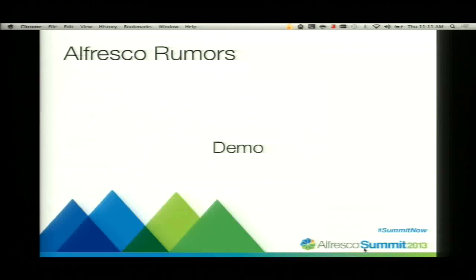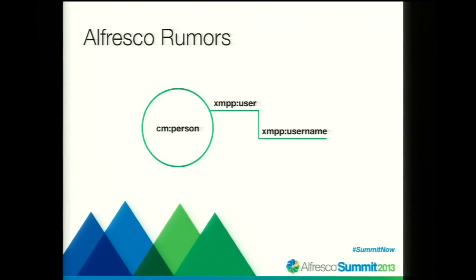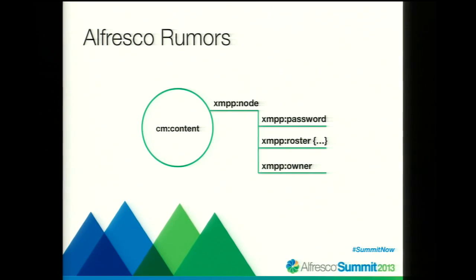All right. So how is this put together? Okay, the first thing we needed to do was change the model. We needed to extend the person model. So we added an XMPP user and an XMPP user string attribute to the cm:person node. We also needed to extend the cm:content node with an XMPP node aspect.